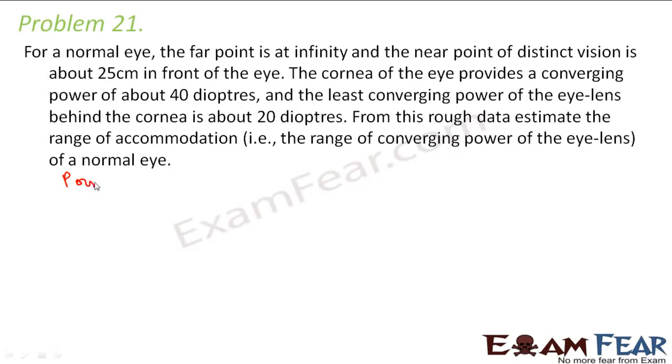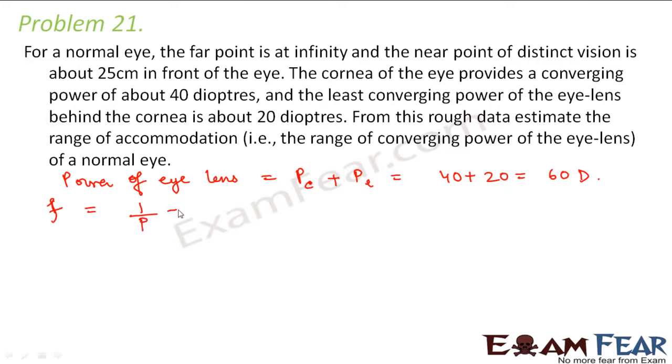So what is the total power of the eye lens? The total power would be the power of the cornea plus the power of the lens, which will come out to be 40 plus 20, that is 60 diopters. So what is the net focal length of the eye lens? That is 1 by P, which is 1 by 60, that is 5 by 3 centimeters. This was in meters. Right? So this is the focal length of this eye lens.